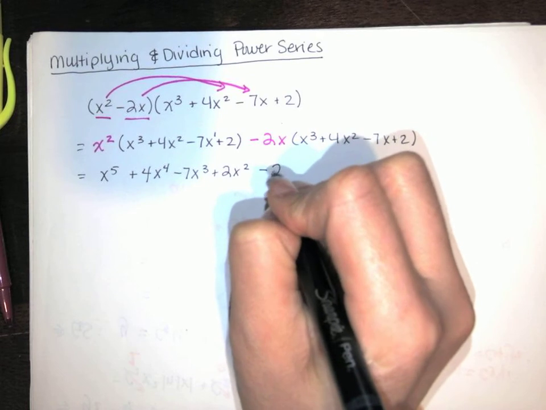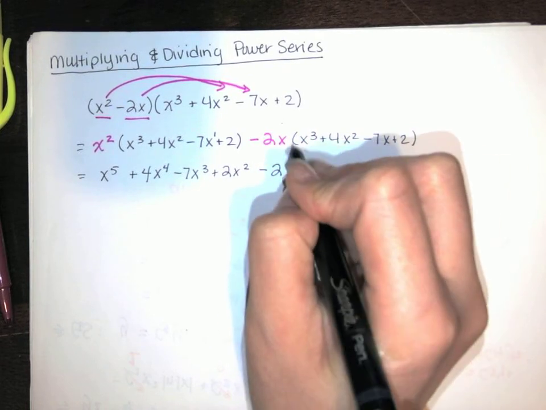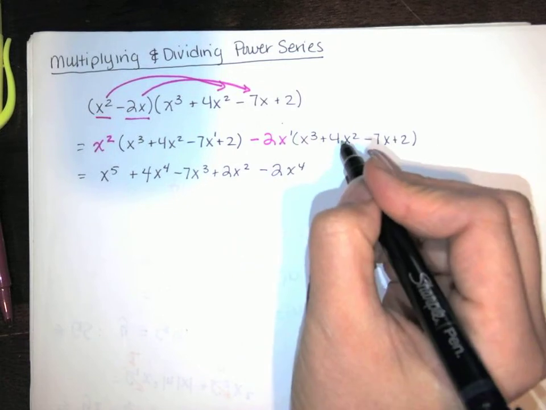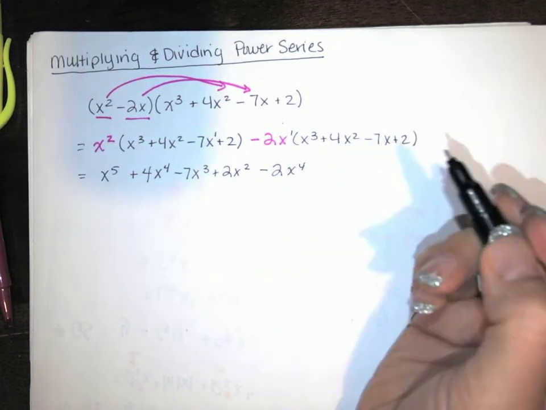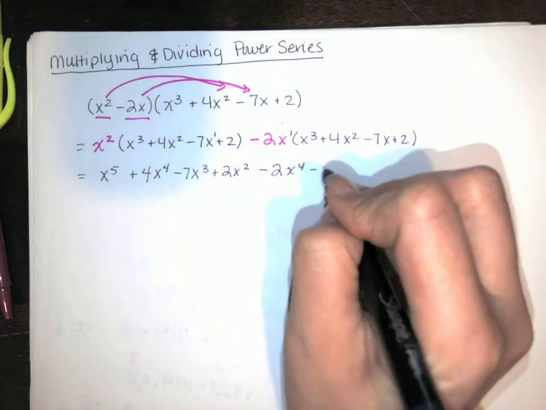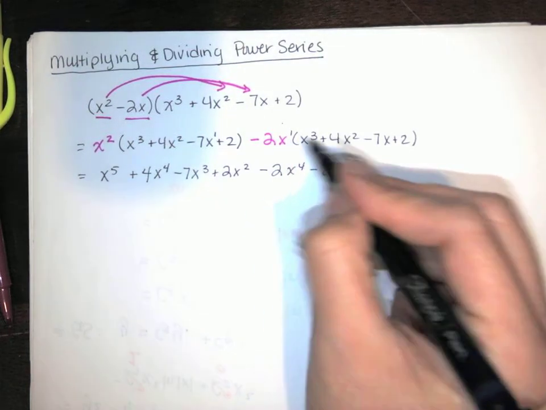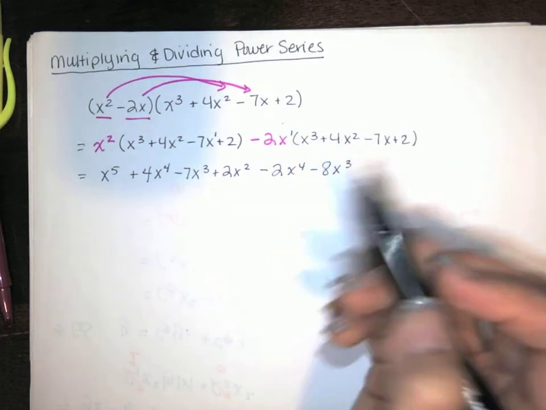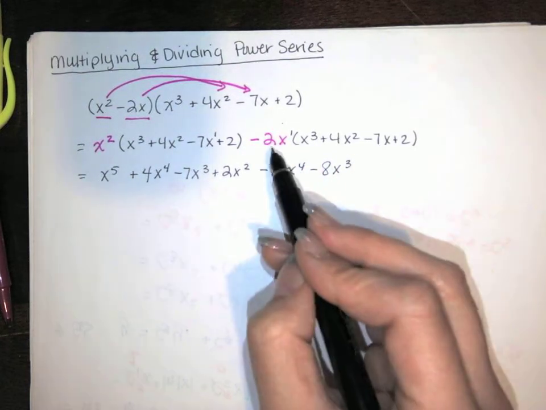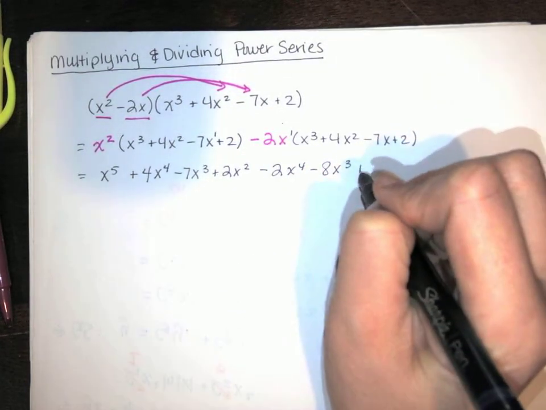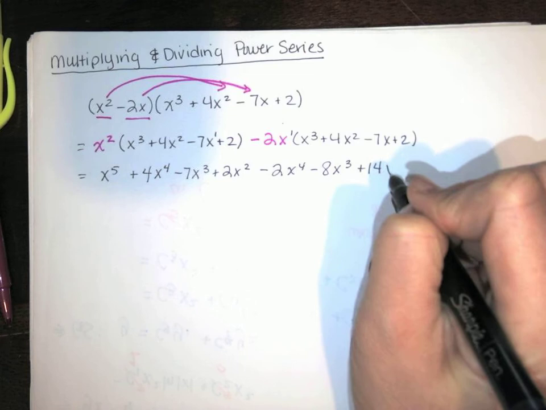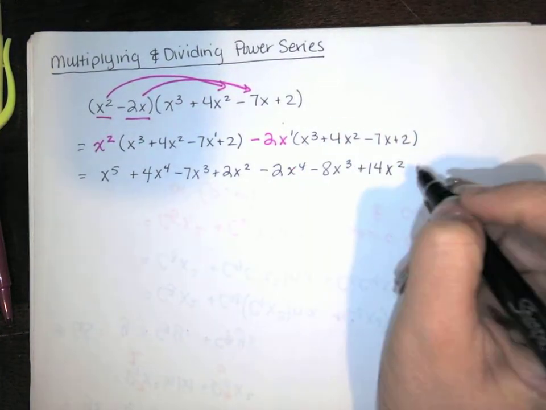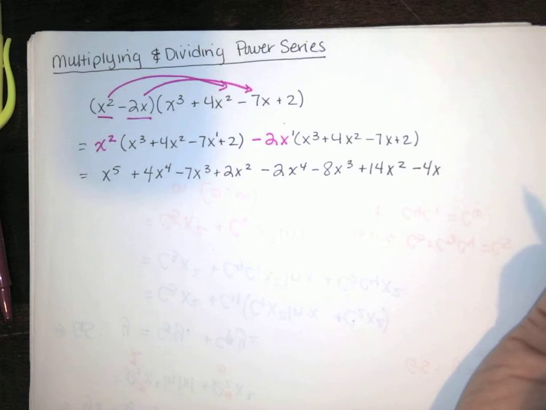So I have negative 2x times x cubed. Add the exponents. That will give me an x to the 4th. Negative 2x times 4x squared. I'll multiply the coefficients first. I get negative 8x, or excuse me, negative 8. And x to the 1st times x squared is x cubed. Multiply the coefficients first. Negative 2 times negative 7 is positive 14. X times x is x squared. And then last times last is negative 2x times 2, that's negative 4x.